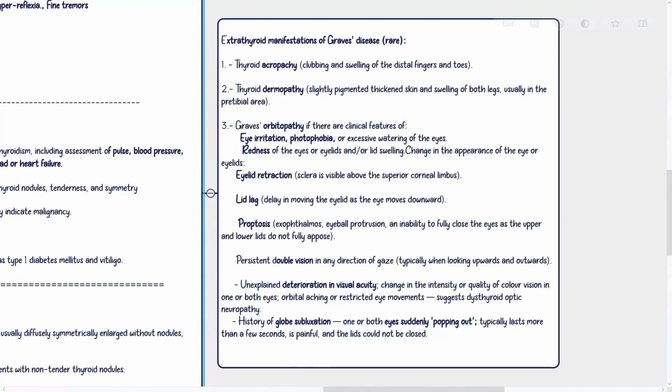persistent double vision in any direction of gaze, typically when looking upwards and outwards, unexplained deterioration in visual acuity, change in the intensity or quality of color vision in one or both eyes, orbital aching or restricted eye movements, suggests dysthyroid optic neuropathy. History of globe subluxation. One or both eyes suddenly popping out, typically lasts more than a few seconds, is painful, and the lids could not be closed.